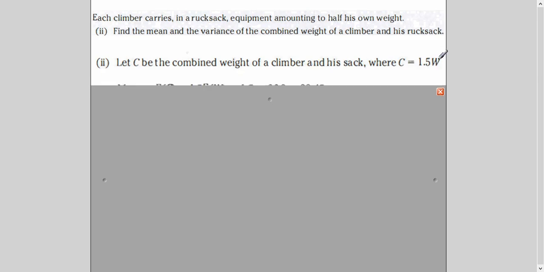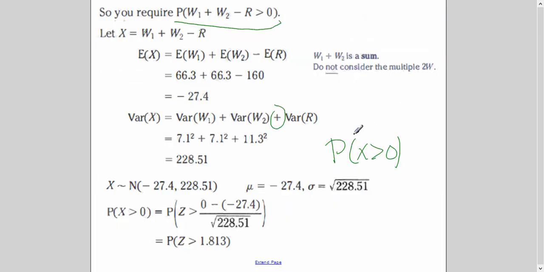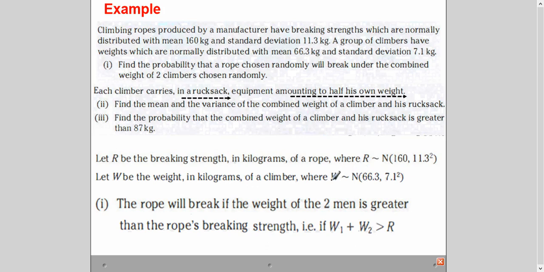So W is the weight basically of rucksack. So climber weight altogether will be 1.5 of W. Makes sense, I hope. I have to find the mean and variance of this. So again, this is a case of multiple. Regarding W here, which is a weight, I know the mean and I know the variance. So I will use mean 66.3 and variance 7.1 square.